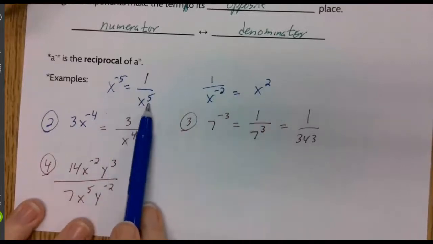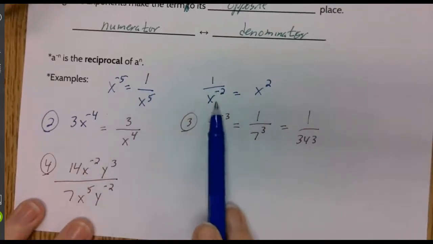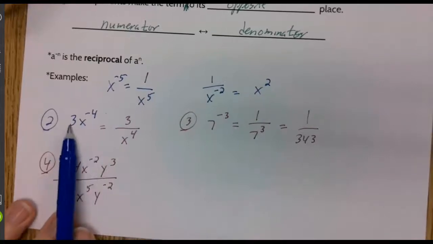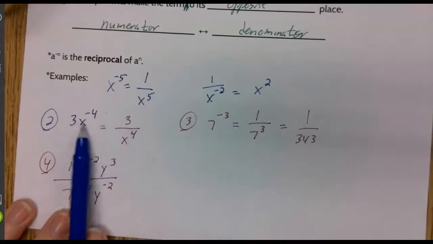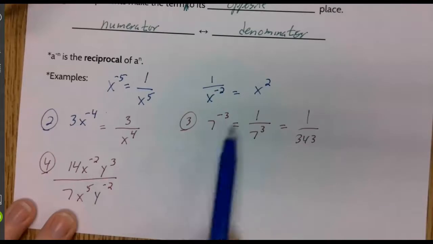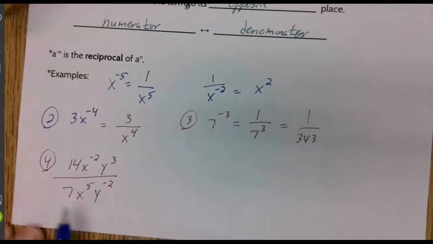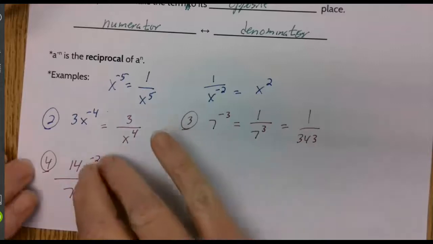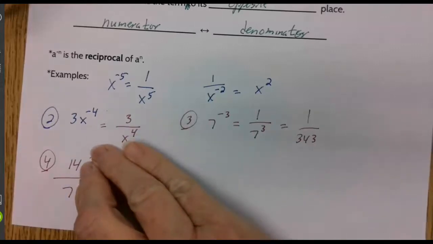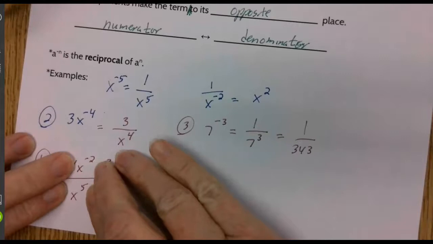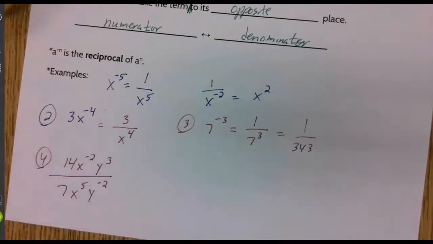Negative exponent sends it to the bottom. Negative exponent, when it starts at the bottom, goes to the top. Here, the 3 stayed, but the x went down to the bottom because it had a negative exponent. Here, negative exponent goes down to the bottom, so I have a 1 up top, and I multiply that out. So what we have here, once again, it's like we have 3 different problems. Okay? We have the coefficients, we have the x's, we have the y's.